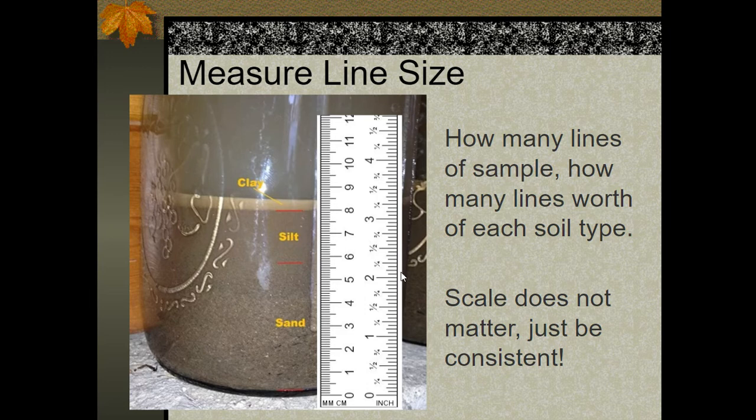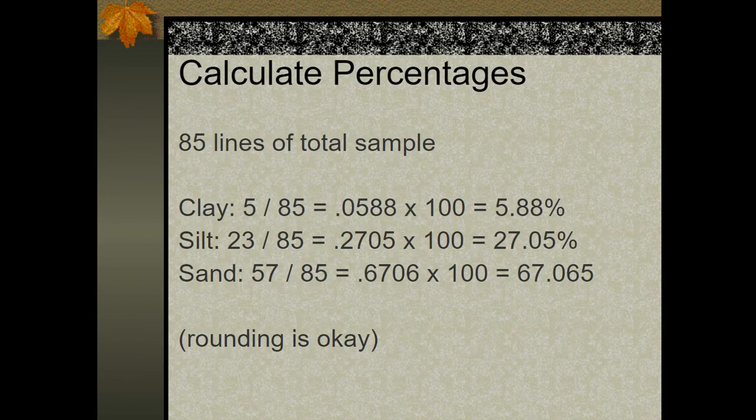That's literally what I did for this, so that I could show it to you. So super easy. To find our percents, we take the number of lines for that individual texture and divide it by the total number of lines. That's going to give us a decimal, which we will then multiply by 100 to get the overall percent.